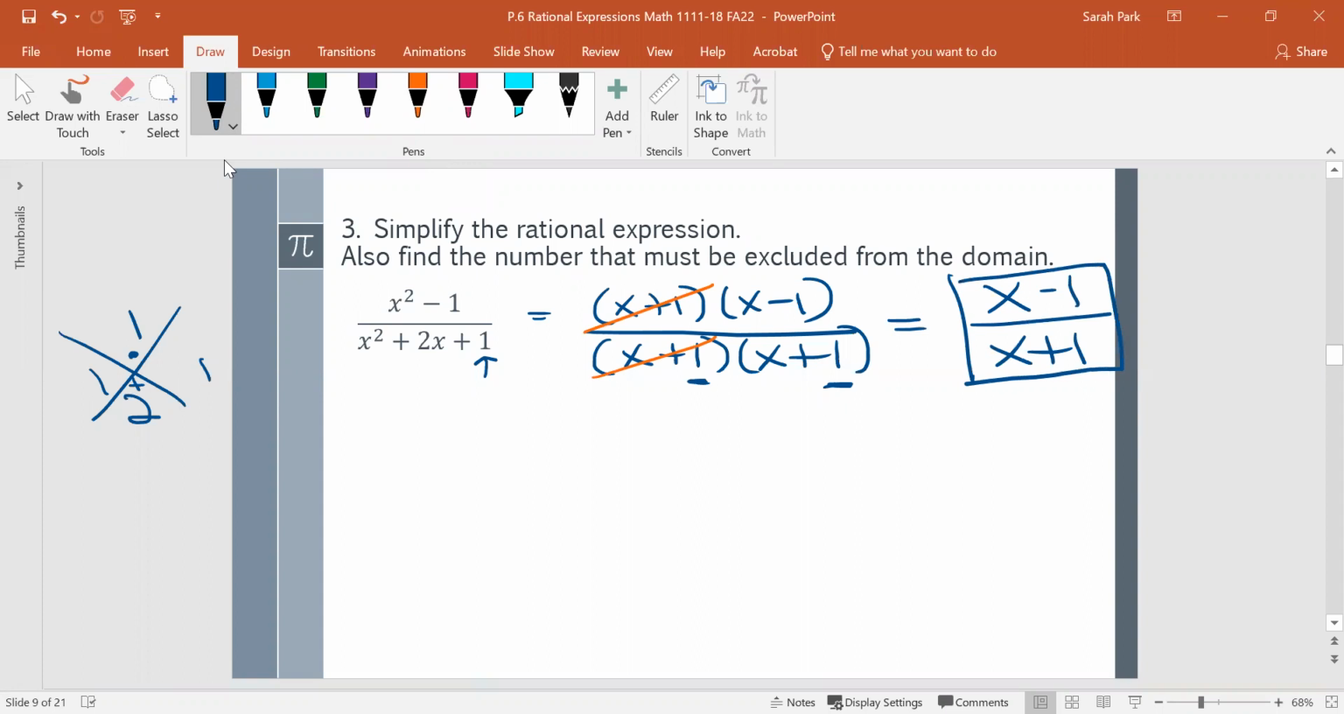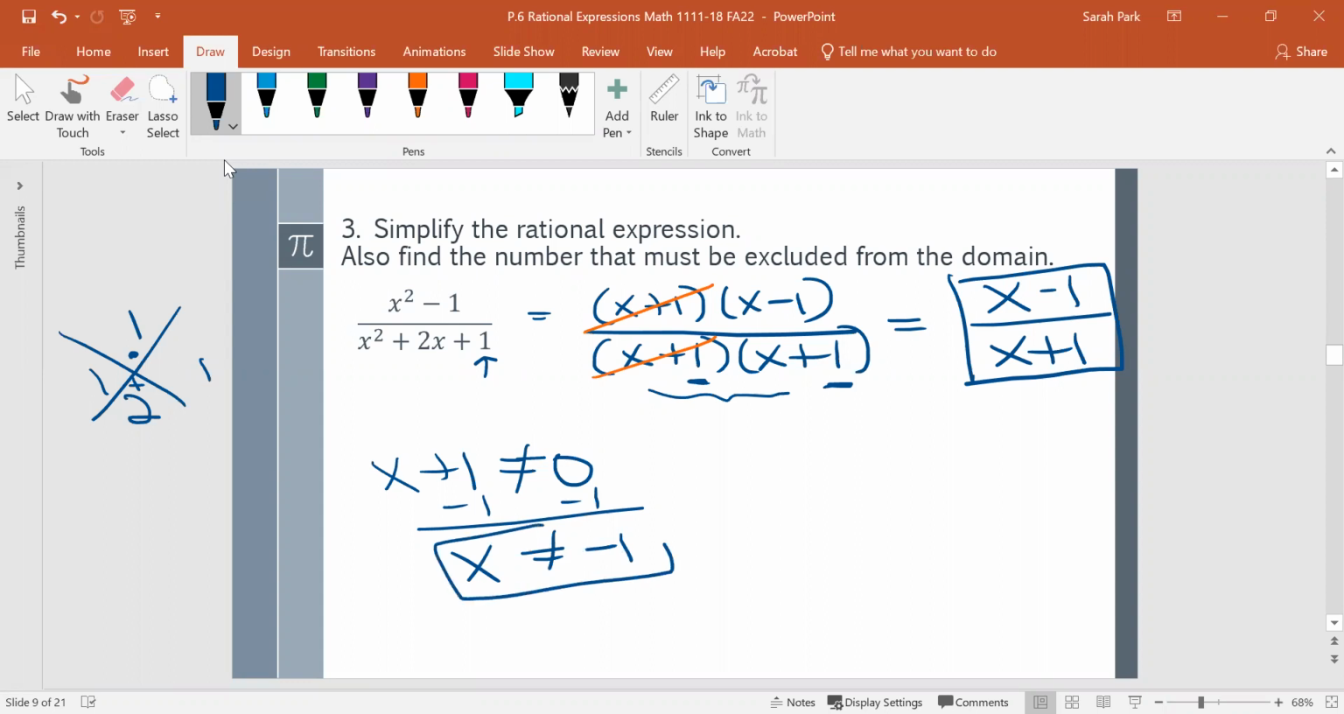Now we're going to find the numbers to exclude. We already factored it, so we can take this bottom factor, which was just x plus 1, and set it not equal to 0, because we don't want it equaling 0. Solving for x, x can't equal negative 1. So this is a number that we're going to exclude from this expression. Okay, so we looked over two examples on simplifying rational expressions. The idea is to break it down by factoring, cancel out any common factors, and then also find the numbers to exclude.